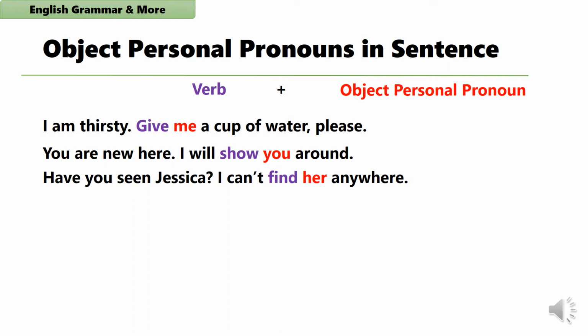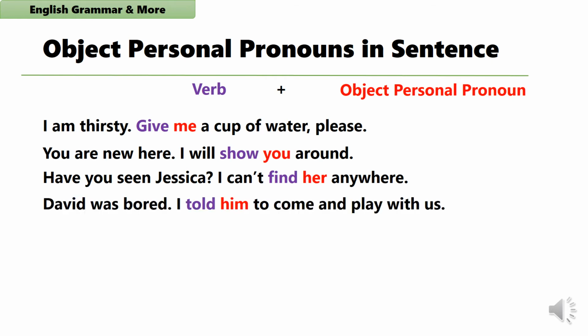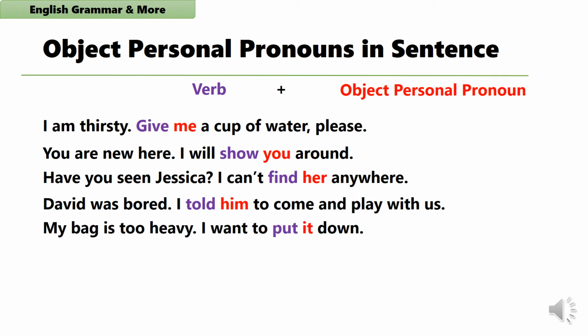Or another example, have you seen Jessica? I can't find her anywhere. Here again, her is the object personal pronoun following the verb find. David was bored. I told him to come and play with us. Him is the object personal pronoun coming right after the verb told. My bag is too heavy. I want to put it down. Here, it is the object personal pronoun coming after the verb put.